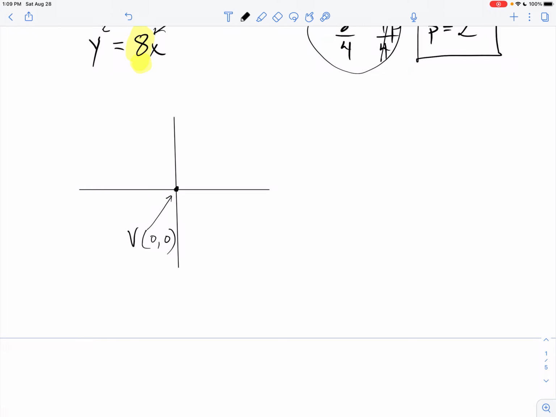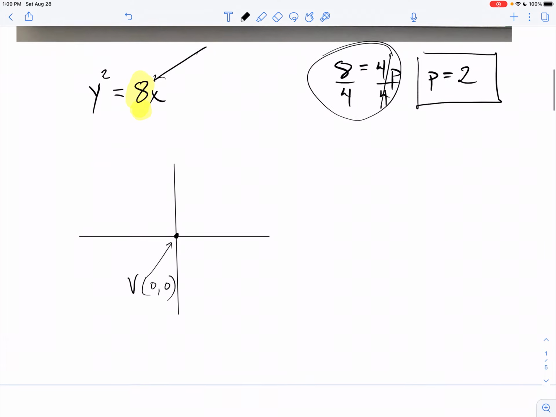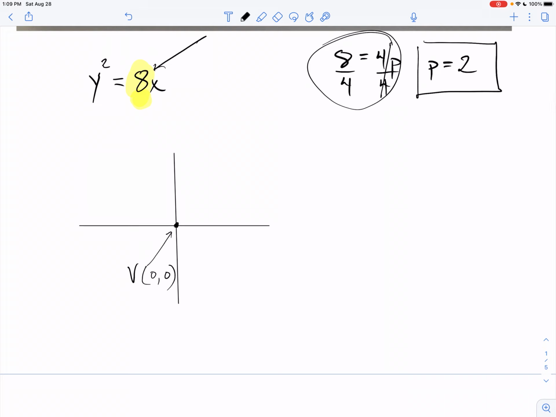Then, this 2, this p value that I found, well, I'm going to count 2 units to the right. And I'm going to mark that off, and I'm going to tell you right now, that thing right there is going to be called my focus. The name of the focus, it's just a dot. Where is that dot? Well, that dot's at 2 on the x and 0 on the y. I'm just naming it. It's a dot. It's a point on the x-axis.